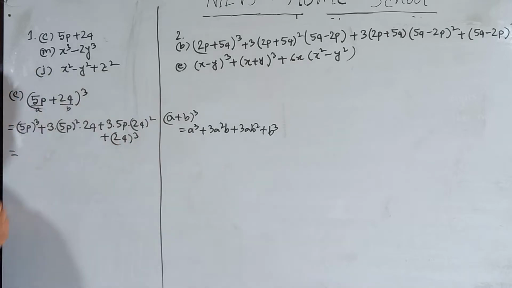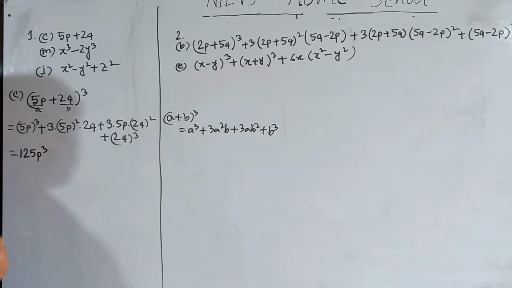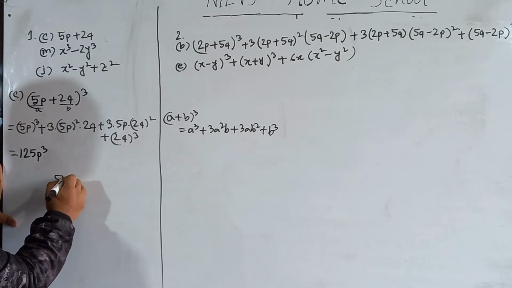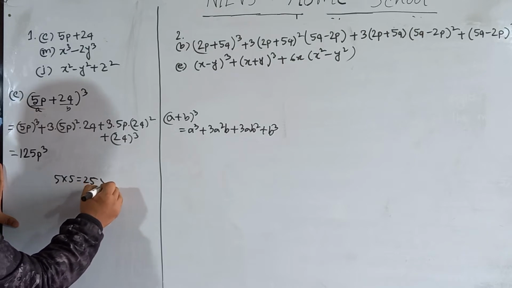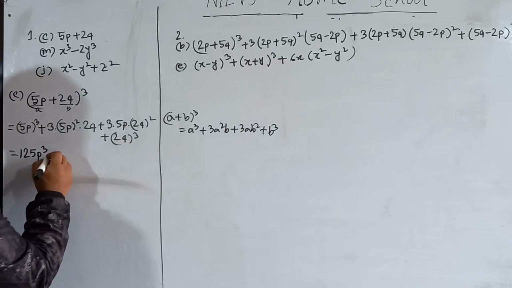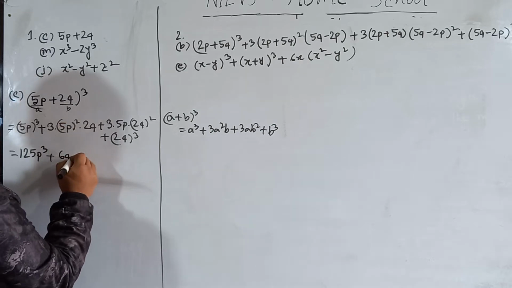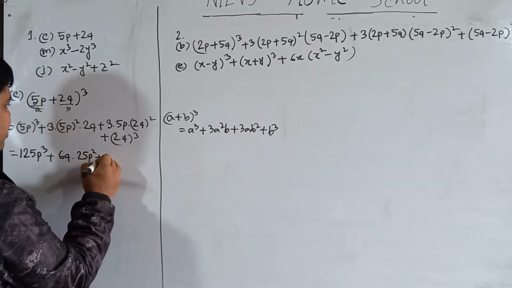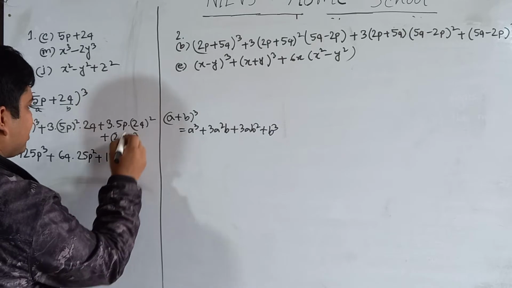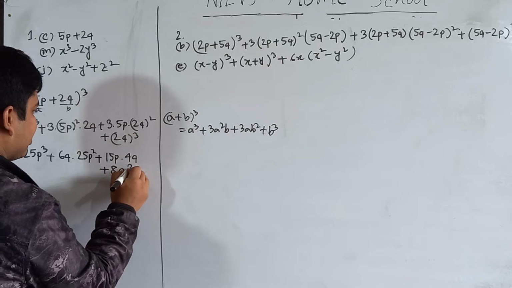cube. Okay, 5 cube means 125 p cube. I hope you have understood. 5 cube means 5 multiply 5 multiply 5. Okay, so when you multiply 5 with 5, then we get 25. 25 is multiplied with 5 and we get 125, right? Okay, then next one, 3 2s are 6 cube, 5 5s are 25 p square. So 3 5s are 15 p, 2 2s are 4 cube. 2 cube means 8 q cube.